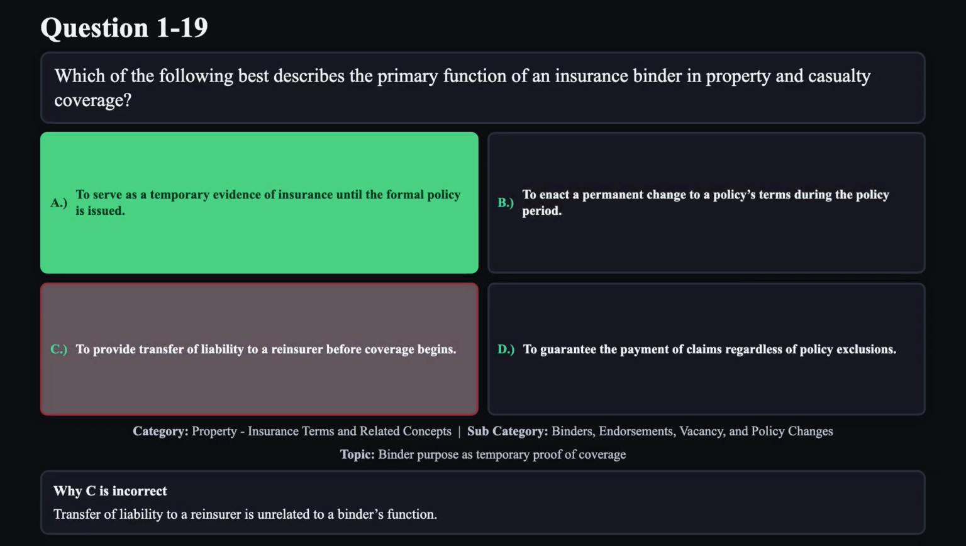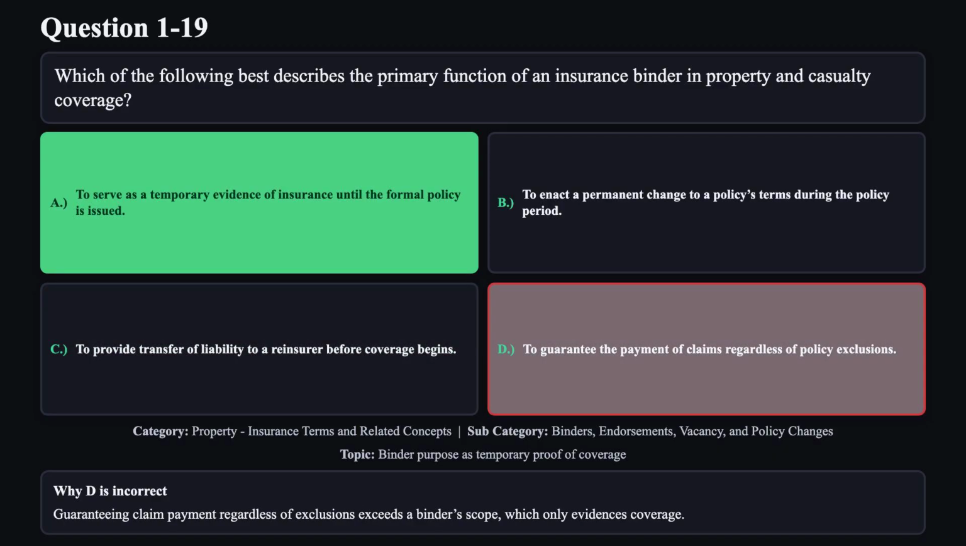Reason C is not correct. Transfer of liability to a reinsurer is unrelated to a binder's function. Reason D is not correct. Guaranteeing claim payment regardless of exclusions exceeds a binder's scope, which only evidences coverage.